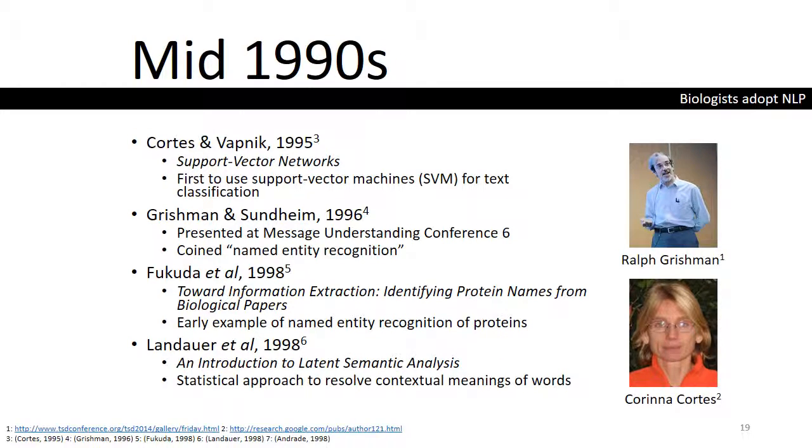And then we have Fukuda, who I believe, as far as I know, to my knowledge, was the first time we saw NER in protein names. And that was in '98, which is fairly recently.